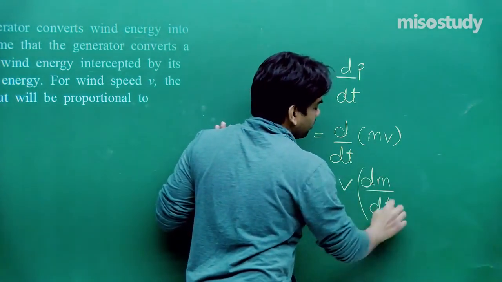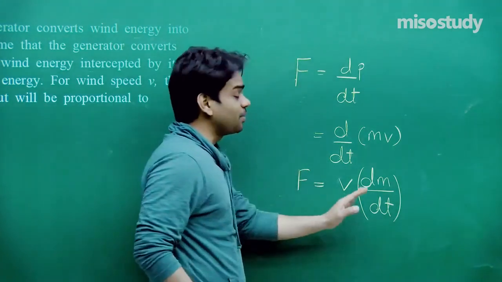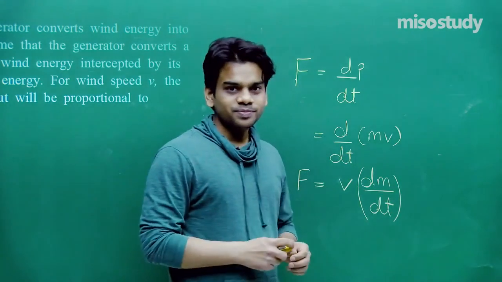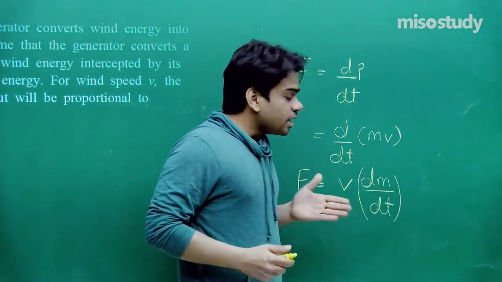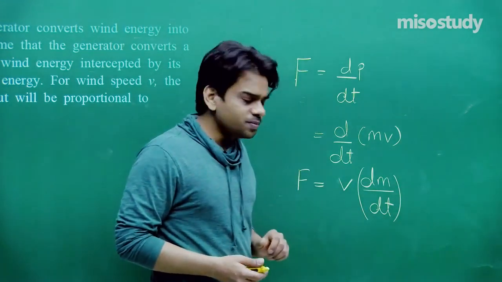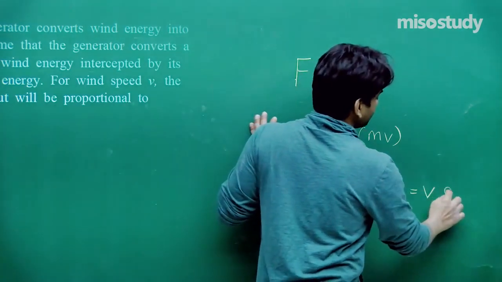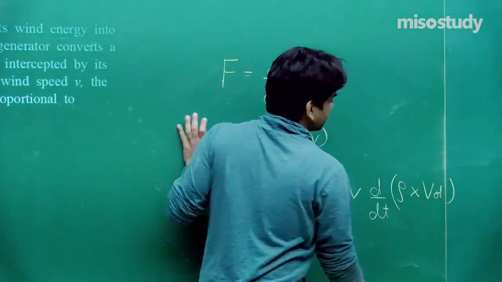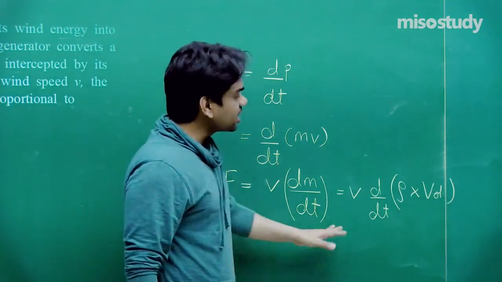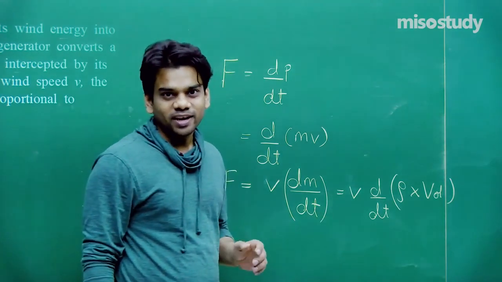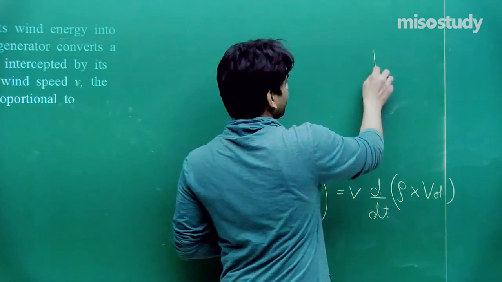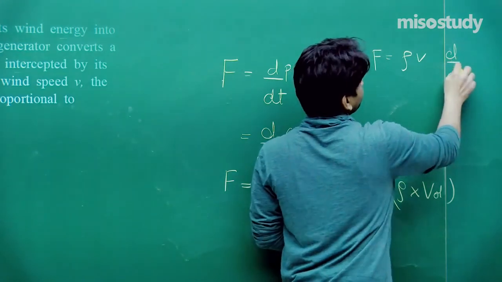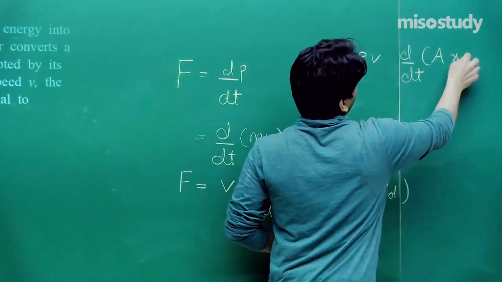This is quite crucial. You should know why I have used dm by dt: because mass is continuously proceeding towards the blade, so that will change, and we have to use dm by dt. Now, as it proceeds, the mass can be given as density into volume. So we can write this as V into d by dt of density into volume. Not a problem, quite easy. Next, density is also constant for the air, for the wind. Take it outside, and you will obtain F equal to rho into V and d by dt of volume. Can I write volume as A into X?